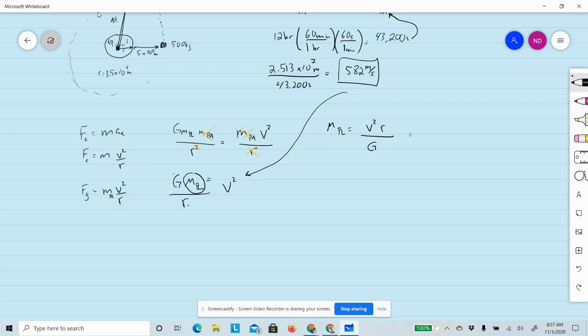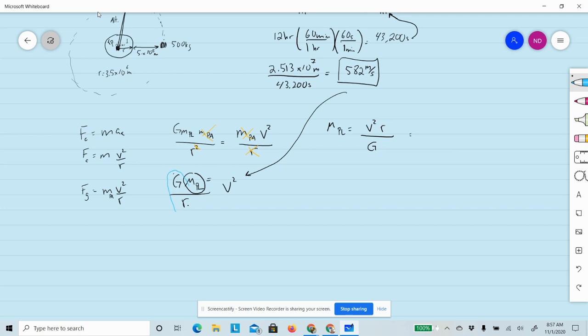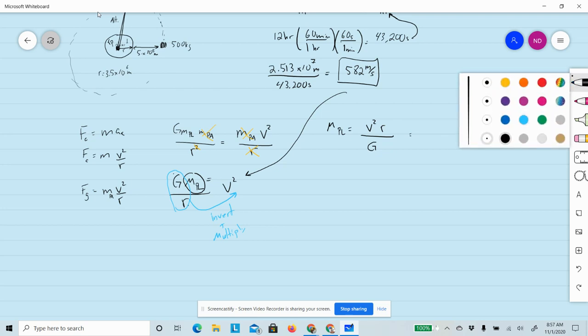Rearranging this equation, inverting and multiply, right? Take the G and the R, bring it to the other side of the equation. If you take the G and the R and bring it to the other side of the equation, invert and multiply. So you go there. That's your new equation.